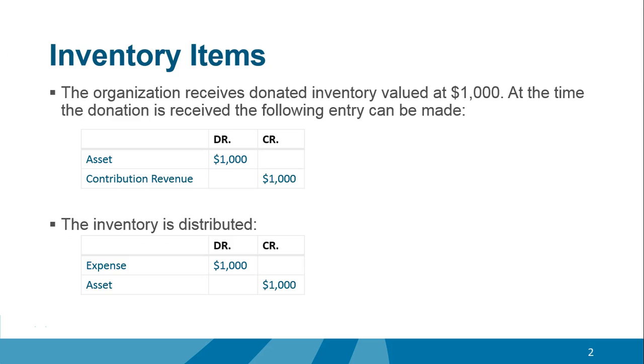Let's start with inventory items. The organization receives donated inventory valued at $1,000. To record the inventory, you will debit an asset, usually called in-kind inventory, and credit contribution revenue for the value of the inventory, in this case, $1,000. As the inventory is used or distributed, the entry necessary will debit expense to show the usage or distribution of the inventory and credit the asset to show the reduction in the inventory.